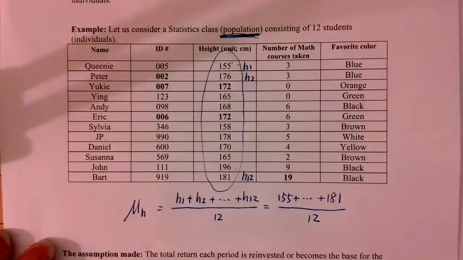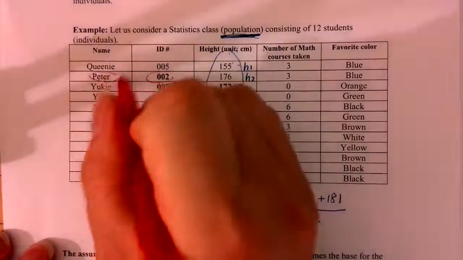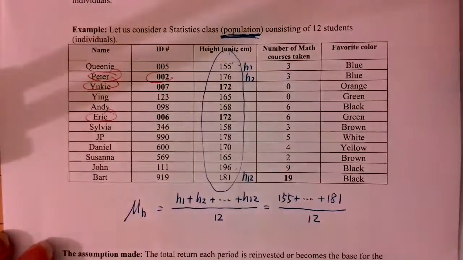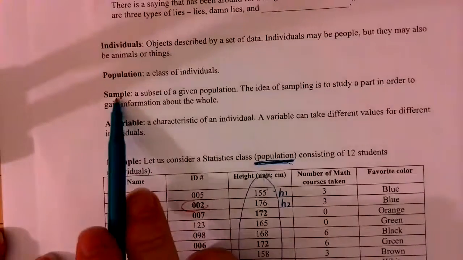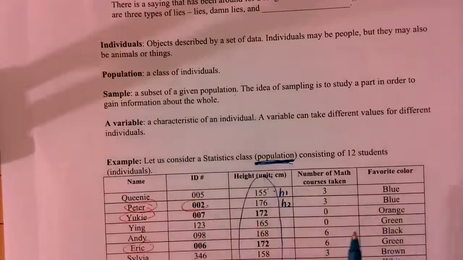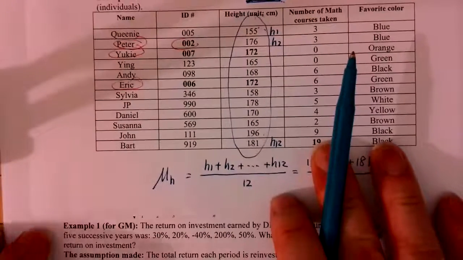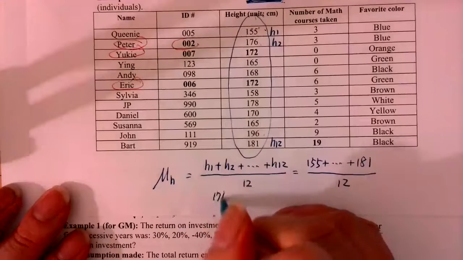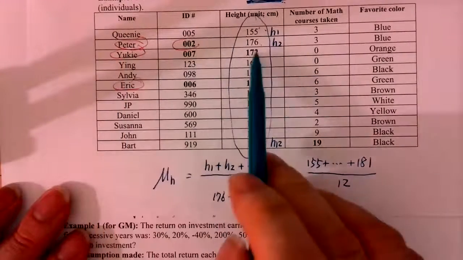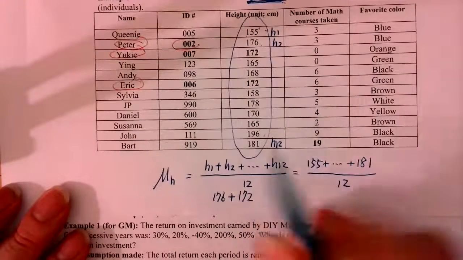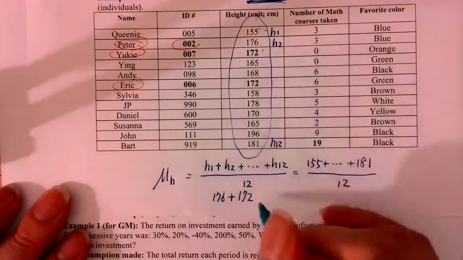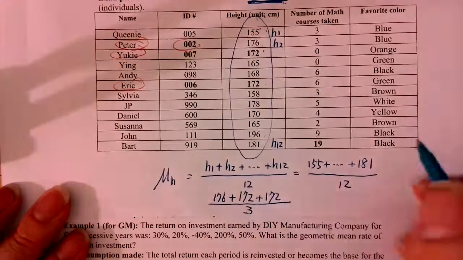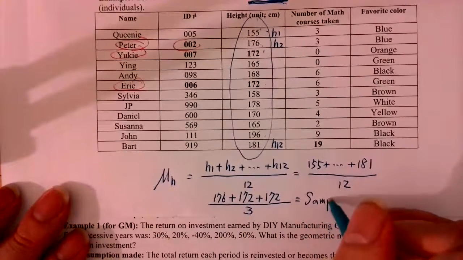Now, three students in the class, look at here. Peter, Yuki, and Eric, okay, three students. And remember, what is a sample? Sample is a subset of the population. Sample is a subset of the population. So three students, okay. Peter was 176 centimeter tall, and Yuki was 172. And Eric is 172. And then you divide by three. This is what? Sample average.